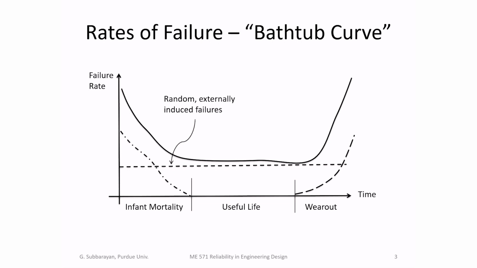And going forward, we will judge our probability distributions against this criteria. Can it model the bathtub curve, the phases in the bathtub curve? It doesn't have to model the entire bathtub curve, but it needs to be able to model the decreasing failure rate phase, the random constant failure rate phase, and the increasing failure rate phase.